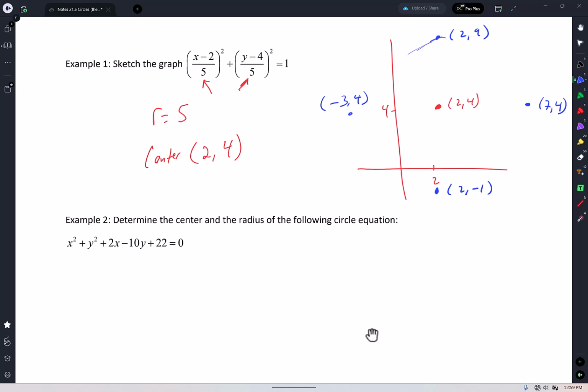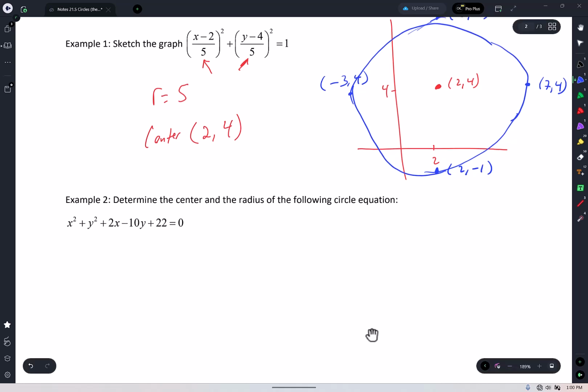And then just, there it is. There's my circle. My circle is not drawn super awesome, but there it is. Not that bad. Cool or not cool?